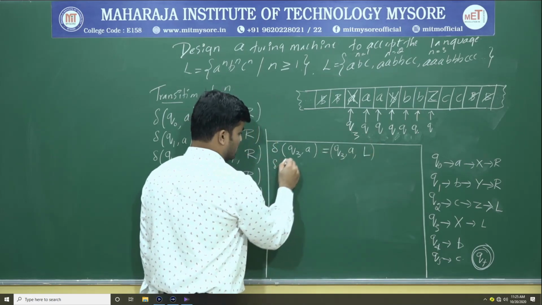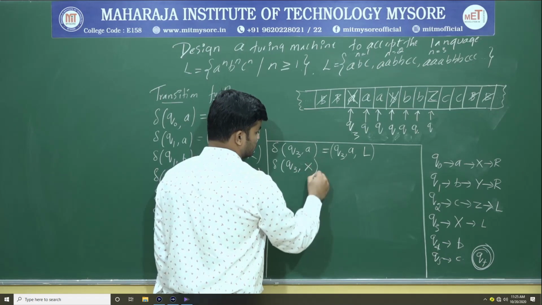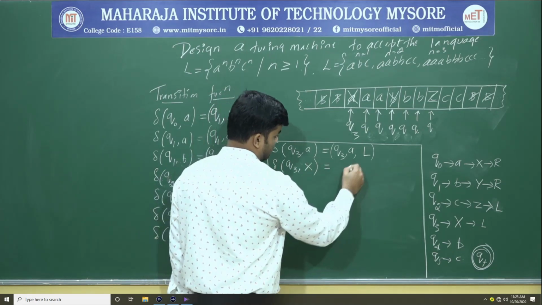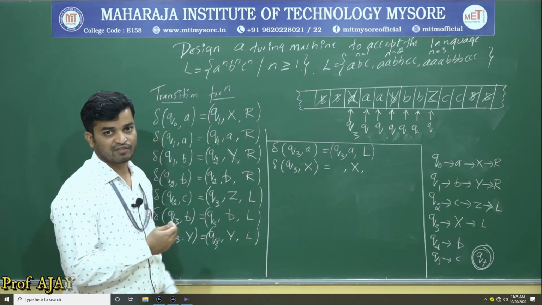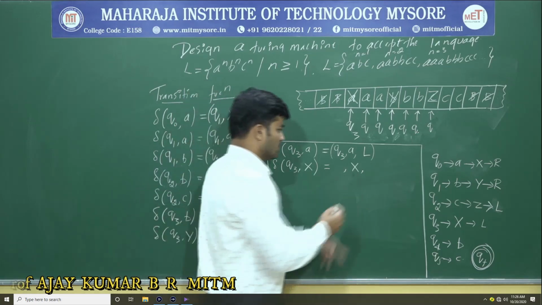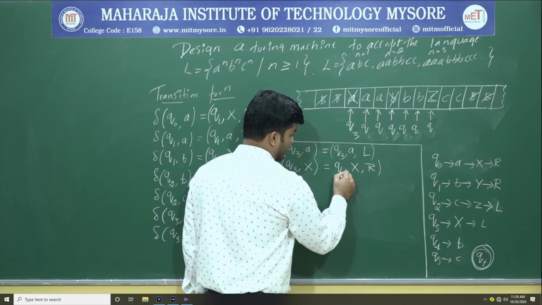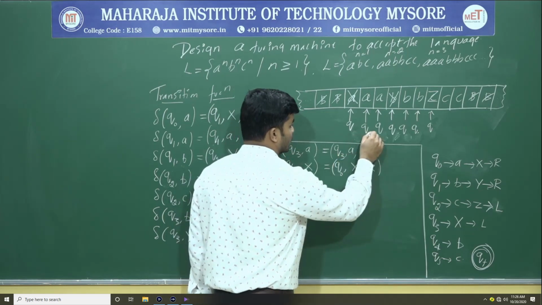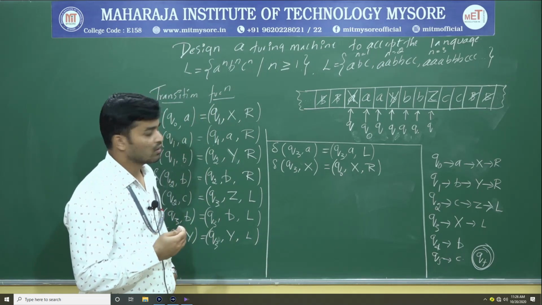Now delta of Q3 comma X. What is Q3 comma X? You maintain that X as it is. Now I got the extreme left symbol that was replaced. Okay, so I am going to maintain that one as it is and I will move at which side? Right hand side by changing state to, or connecting back to, what? Q0. So again I will connect back to Q0. So now in Q0 I am going to check whether that's A or what? Y.